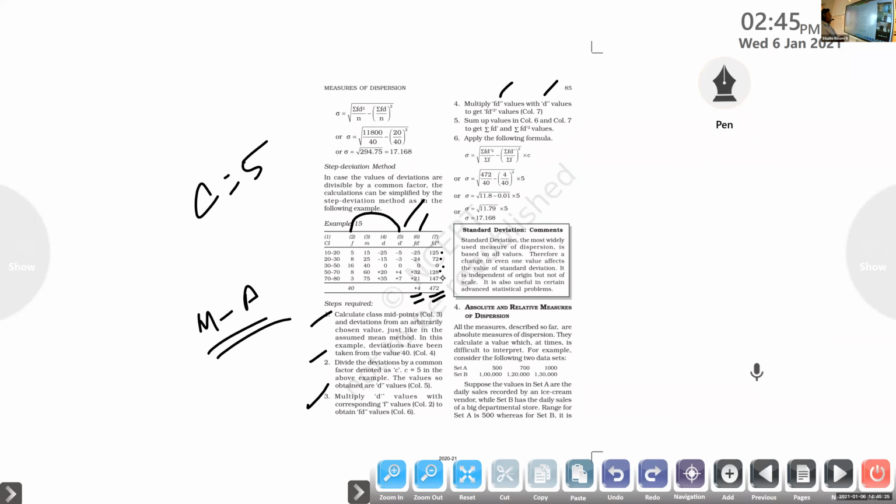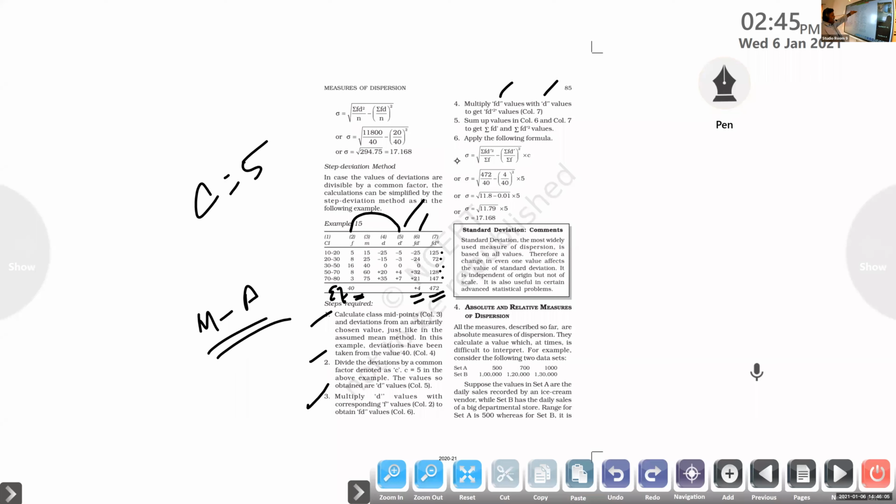Next step, apply these numbers in the equation. So what is the equation here? Sigma is equal to root of sigma FD dash square divided by sigma F, minus sigma FD dash divided by sigma F all square, multiply by C. Sigma F is here, it is 40. Clear?